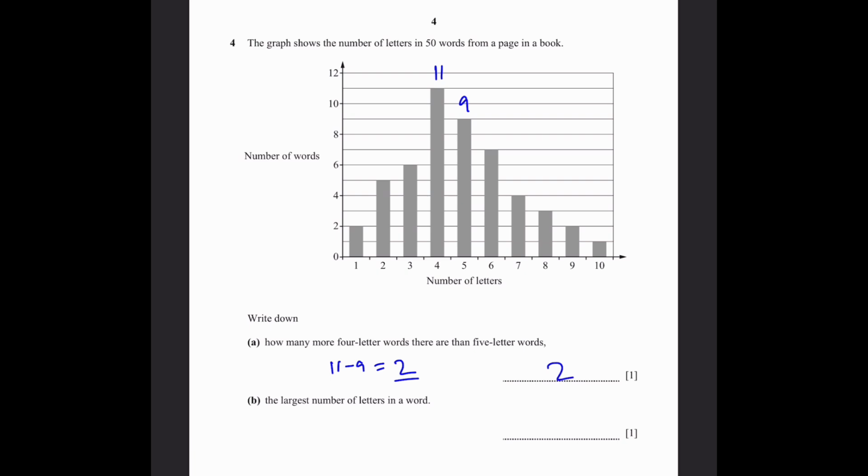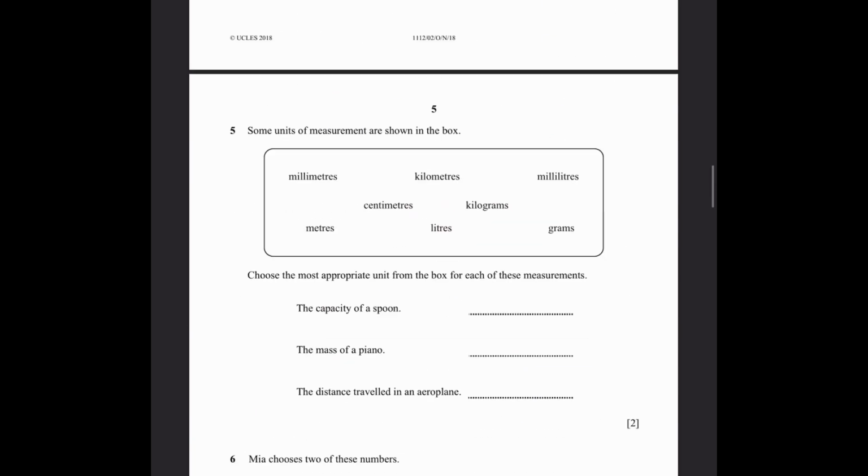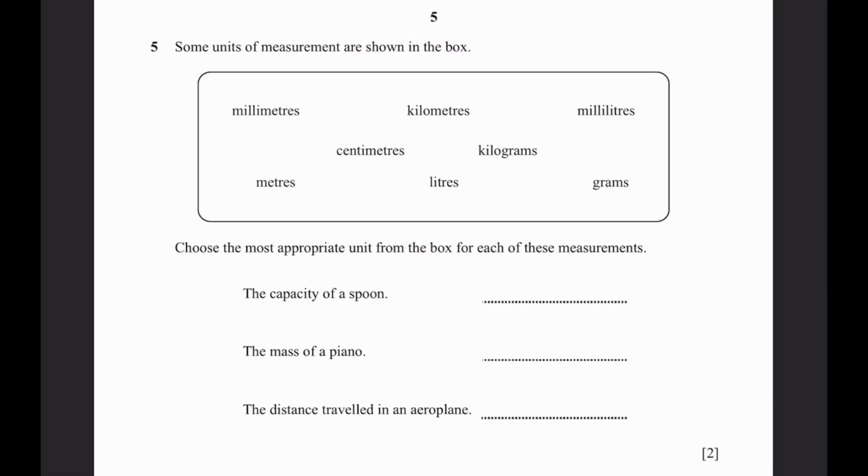And for the largest number of letters in the word, we can see that in 10 number of letters, we have one word over here. So the largest number of letters is just 10. Question 5. Some units of measurement are shown in the box. Choose the most appropriate unit from the box for each of these measurements. The capacity of a spoon. This will be in milliliters because a spoon is extremely small. And it is capacity, that's why it's milliliters.